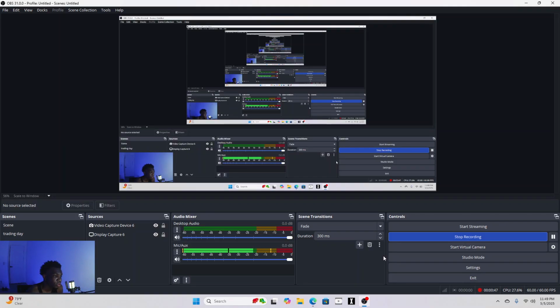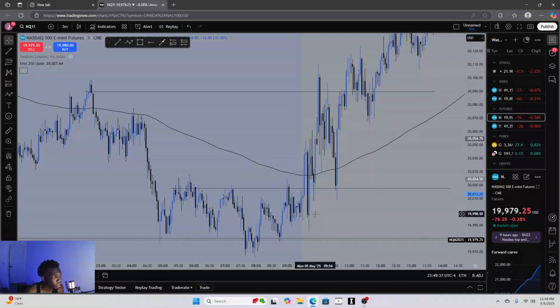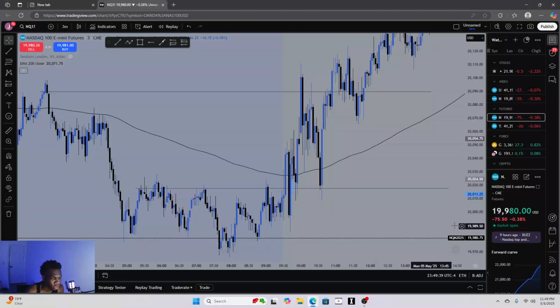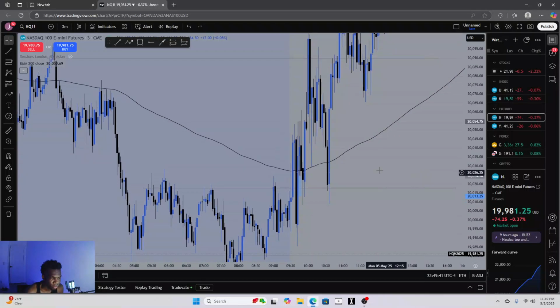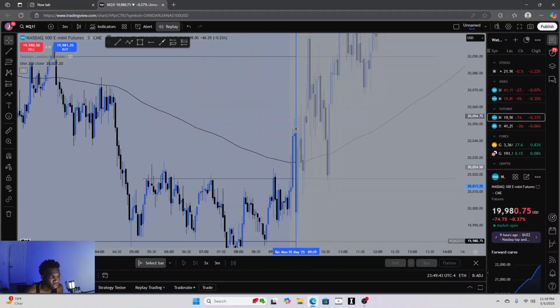I have a simple strategy that's been working lately, and I'm gonna share it with y'all right now. So let's get to it. So here we're looking at NQ. This is a trade I took today on Apex. Let's go do replay.